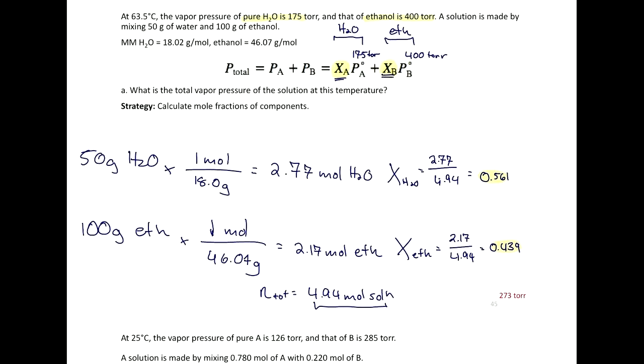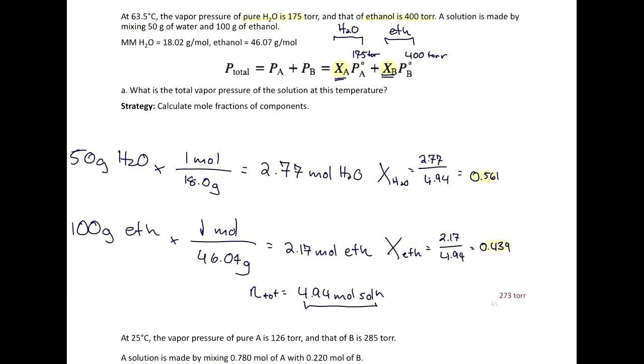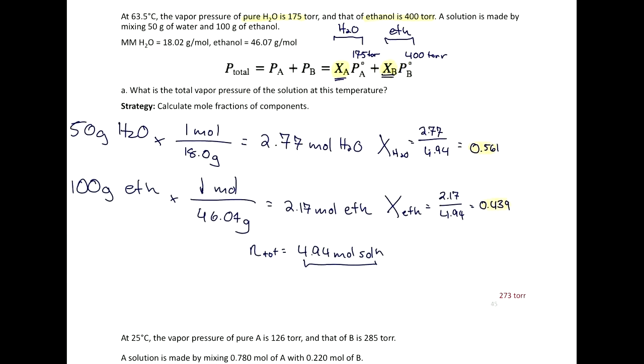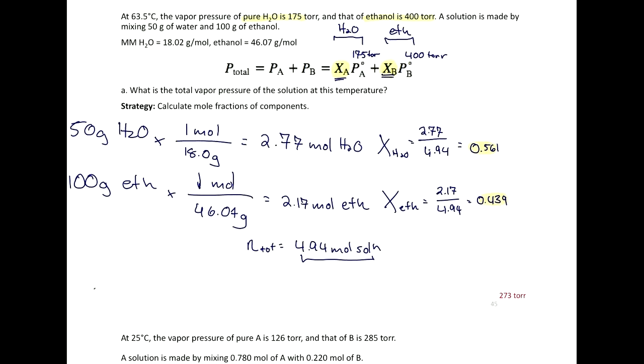And so if I use that mole fraction, multiply by the vapor pressures in their pure form, I can calculate what is the contribution of each of these solutes to the total vapor pressure. So the total vapor pressure of this solution is the 0.56, 56% of water, times 175 torr. So this is the contribution of water, plus the mole fraction of ethanol, so 0.439, that's of ethanol, times ethanol in its pure form, so 400 torr.